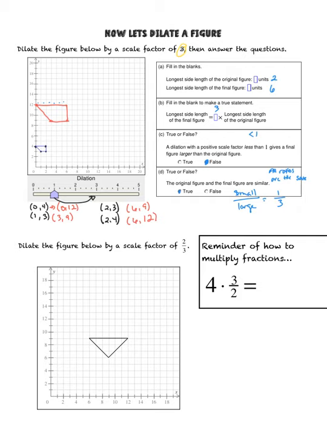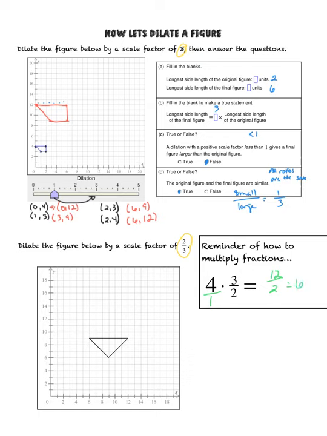Now, let's do this one, a scale factor of 2/3. Okay, highlight the scale factor. Now what I do want to do is remind you, just in case, when you multiply fractions, you put a 1 underneath the whole number and multiply across. 4 times 3 is 12. 1 times 2 is 2. Okay, remember how to do that. For some of you, it's been a while.